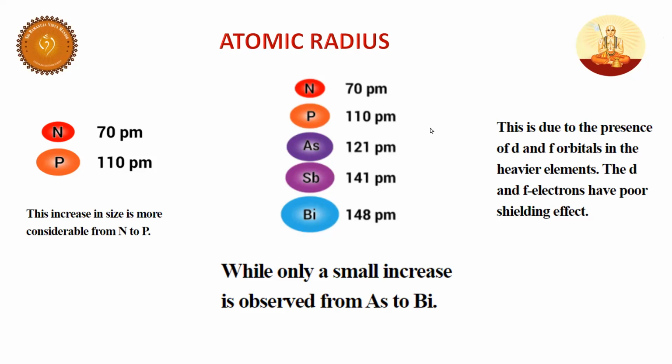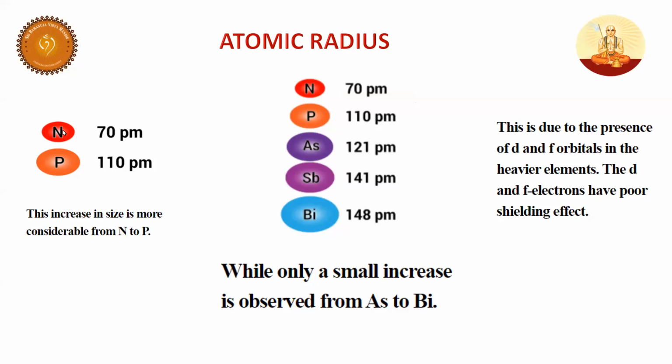Okay, I am going to answer this. Have a look here. R equals 0.529 times n square by Z. Do you agree or not? So R is directly proportional to n square, so naturally the radius increases.